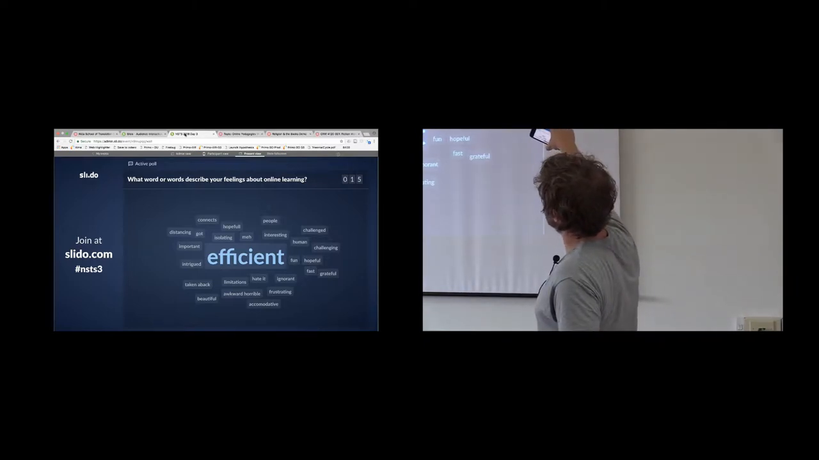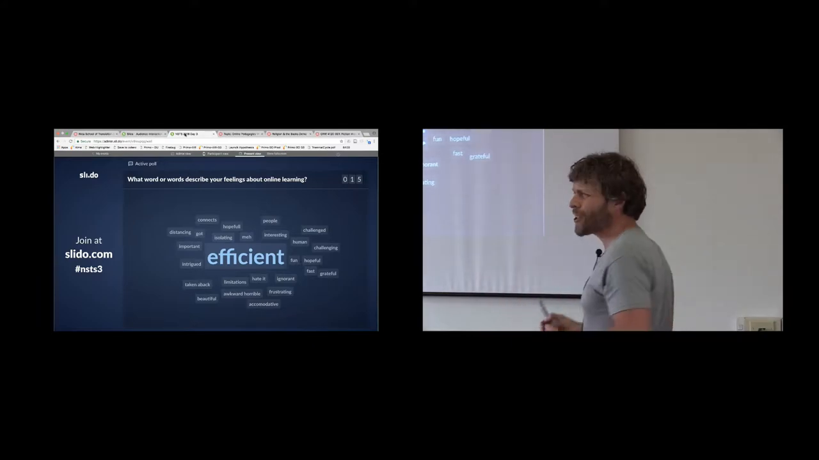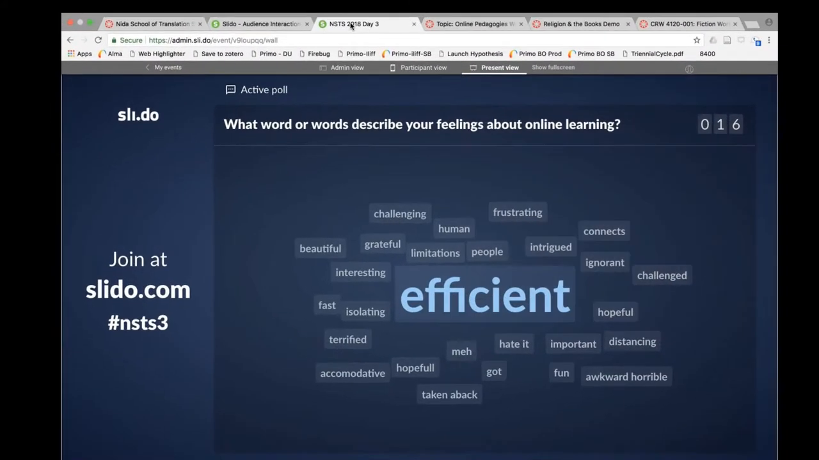The number in the top right is the total number of submissions, or actually I think that's unique users, unique devices. Because if you entered plenty of words, it's not going to count you multiple times, I don't think. I didn't check that though.